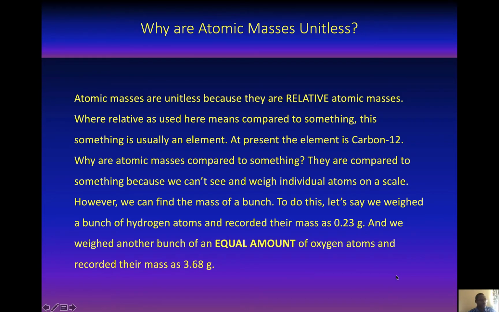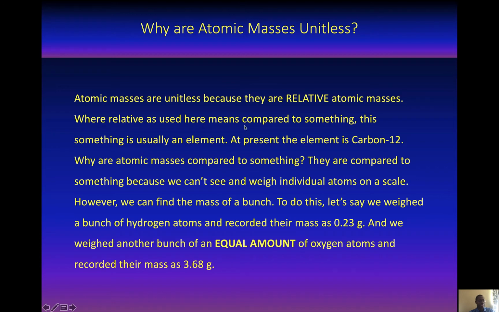In this talk, we will discuss why atomic masses are unitless. If you look on a periodic table, you notice that the atomic masses of the elements have no units attached to them. So why is that? Atomic masses are unitless because they are relative atomic masses.